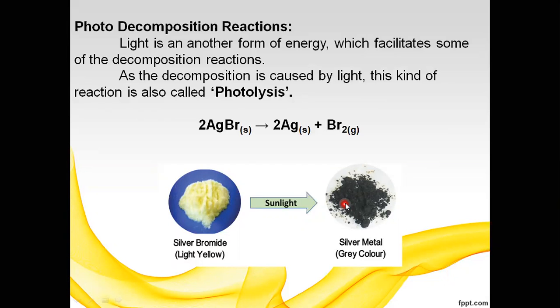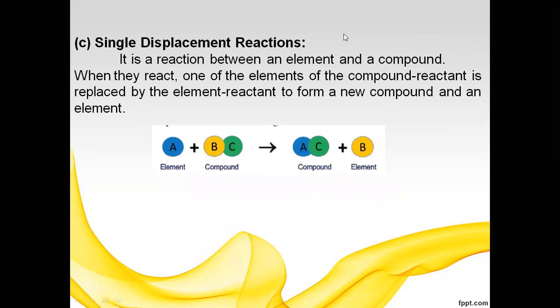So this is the compound decomposition. The next type is single displacement reaction. A single displacement reaction is a reaction between an element and a compound. When they react, one of the elements of the compound reactant is replaced by the element reactant to form a new compound and an element.